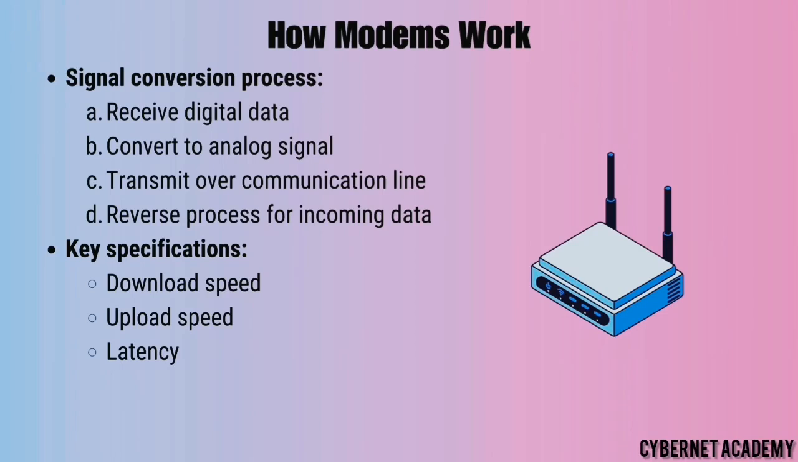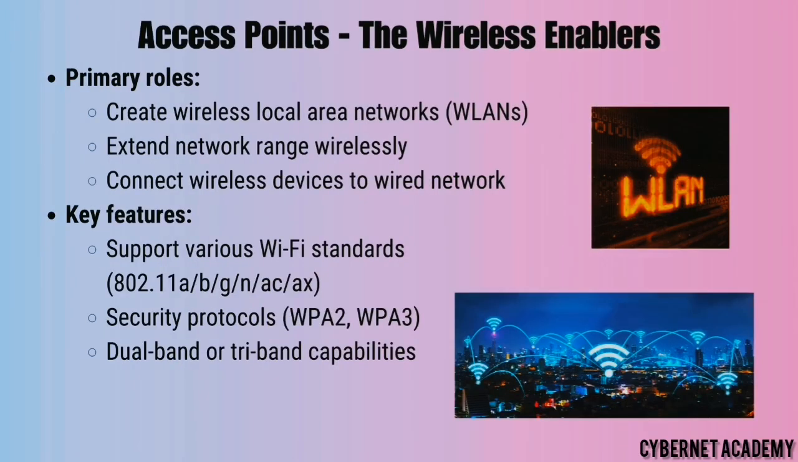Last but not least, let's talk about access points. The reason you can use the internet while lounging on your couch. Access points are like wireless broadcasters for your network. They take the internet signal from your router and spread it around wirelessly. Think of an access point like a sprinkler for the internet. It takes the water data from the hose wired connection and sprays it all around.